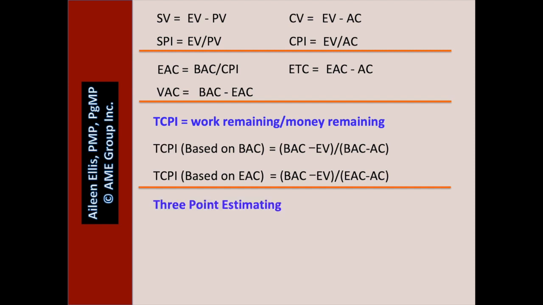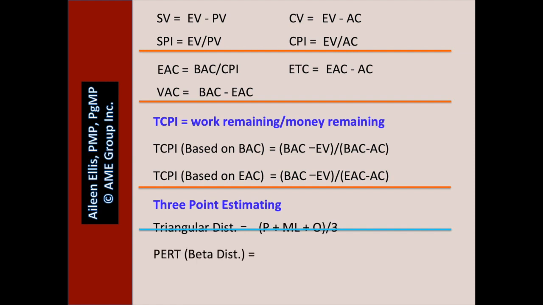The next idea relates to three-point estimating. One equation is for the triangular distribution, or they might call it the simple average, where we add the 3 points together, pessimistic, most likely, and optimistic, and we divide by 3. This is really a simple average. If I asked you how to average three numbers, I'm sure you would know how to do it. So most likely you won't even bother data dumping this equation. Related to it, though, is PERT, sometimes called the beta distribution. This is a weighted distribution: pessimistic plus 4 times most likely plus optimistic, divided by 6.